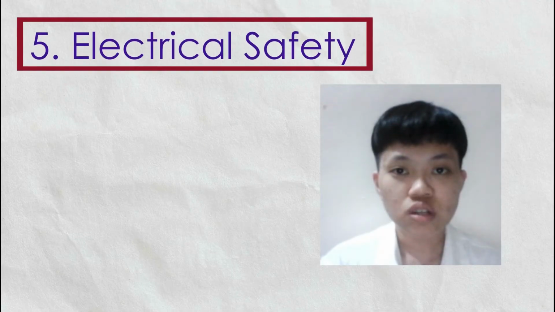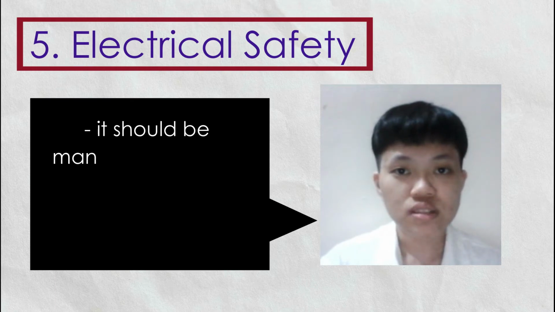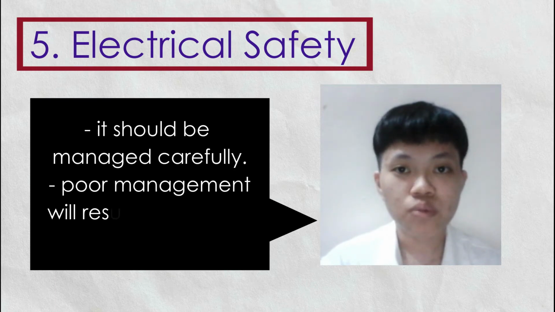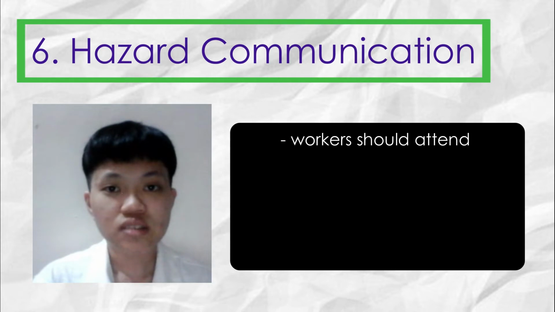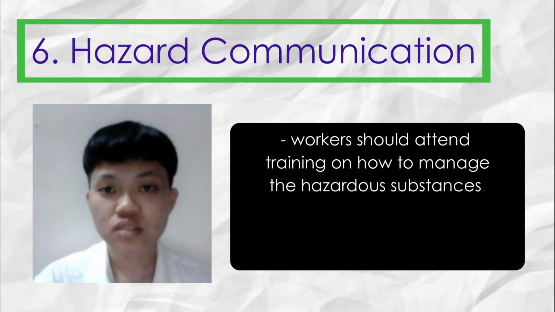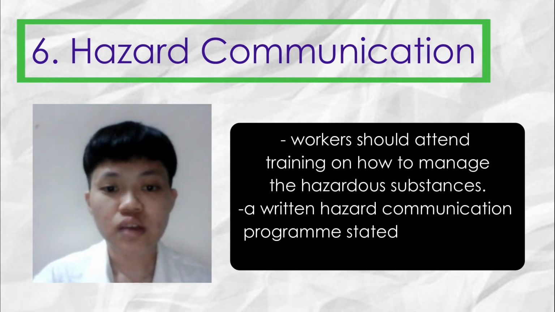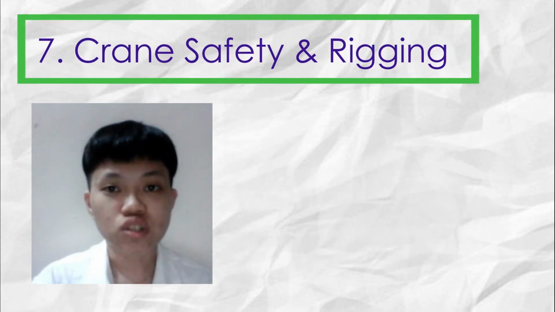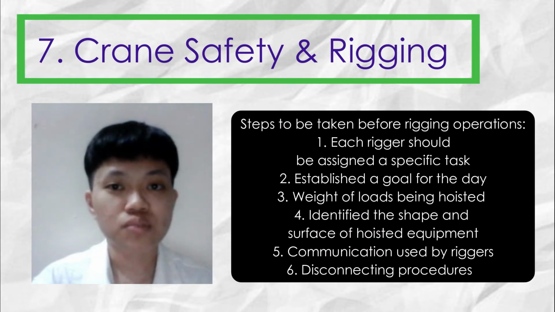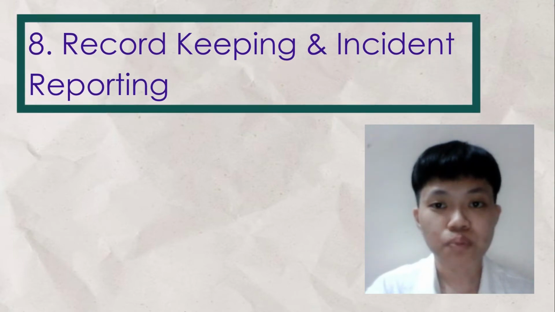Next, electrical safety. Electrical installations on site should be managed carefully because poor management will result in electrical hazard and fire. Hazard communication. Workers should attend training on how to manage hazardous substances, and a written hazard communication program stated in the OSHA Act is the Material Safety Data Sheet (MSDS). Crane safety and rigging. These are all the steps to be taken before rigging operations. Record keeping and incident reporting.